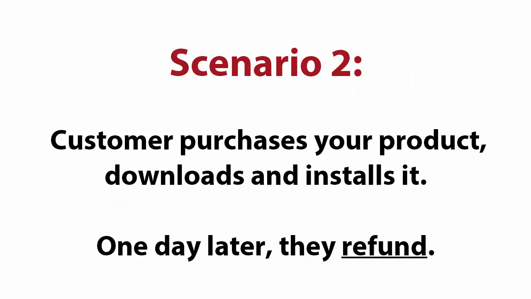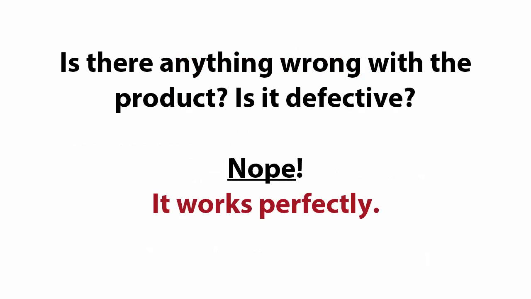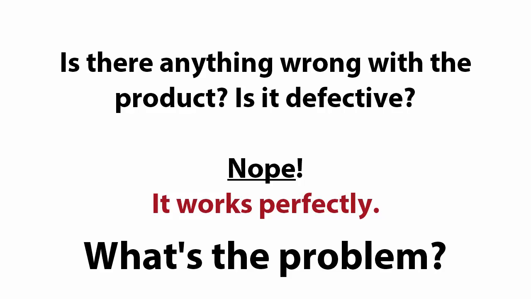Scenario number two: someone purchases your product. They download it and they install it. One day later, they refund. Is there anything wrong with the product? Is it defective? Nope, it works perfectly. So what's the problem? What happened? You see, you ran into what is called in our industry a serial refunder. This is someone who buys digital downloadable products and then refunds.